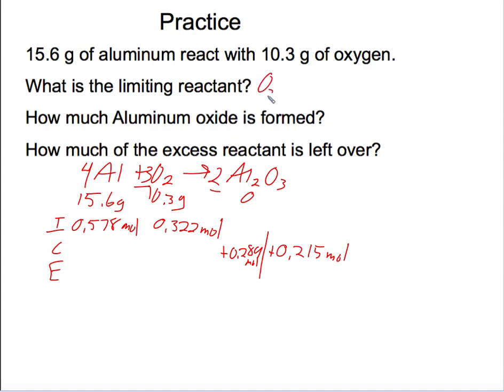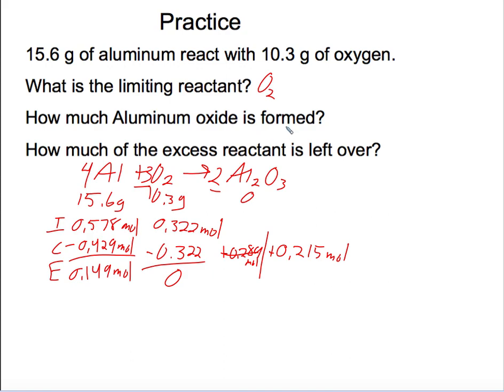So limiting reactant is going to be O2 because it produced less, which means I'm going to use up all of it. So 0.322 is going to be subtracted. I'm going to get 0. If I take that number times 4 and divide it by 3, on this one, I'm going to subtract 0.429 moles. Subtract those out, and you should get 0.149 moles of aluminum remaining. And then again, we're not using this one, we're using 0.215 moles produced.